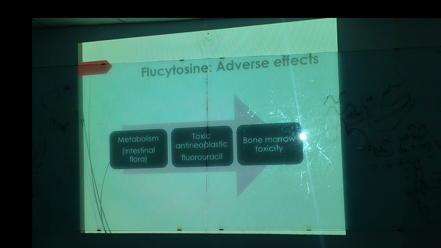Adverse effects are bone marrow toxicity or bone marrow suppression. Because it is metabolized, it is converted to your toxic anti-neoplastic fluorouracil. So that's why you can have bone marrow suppression.